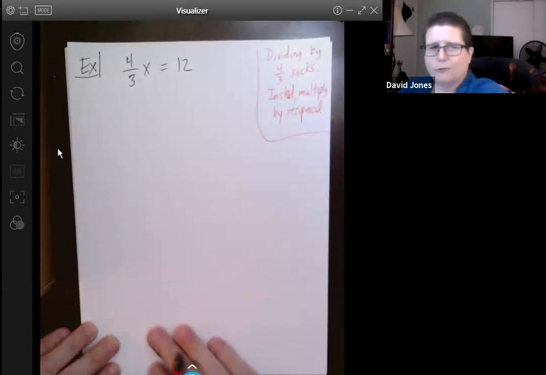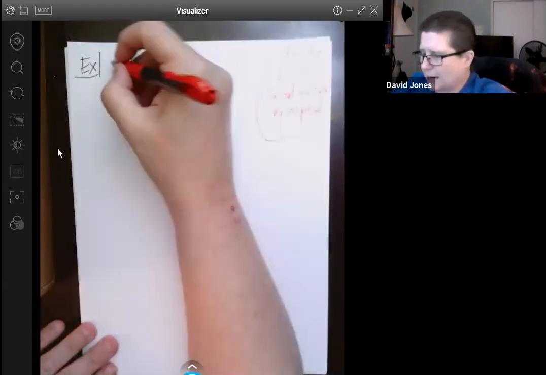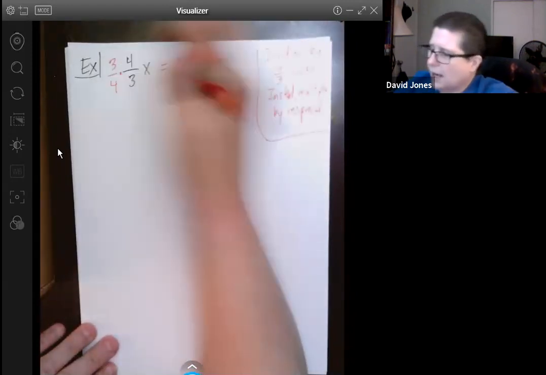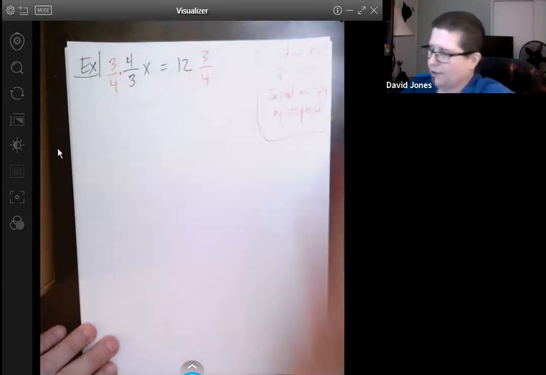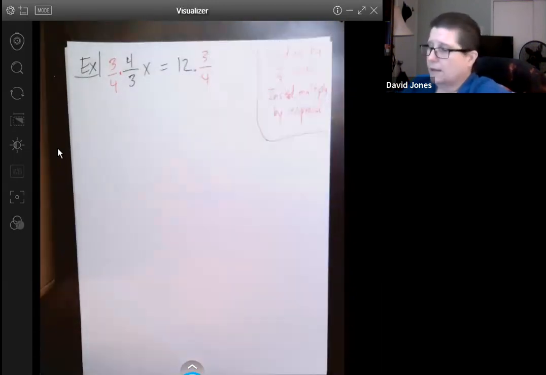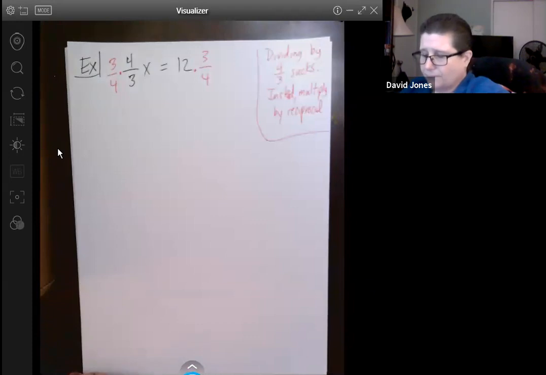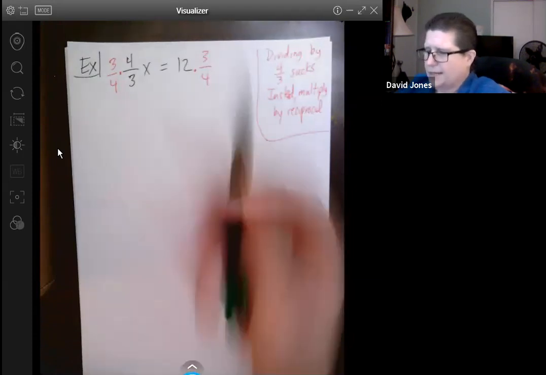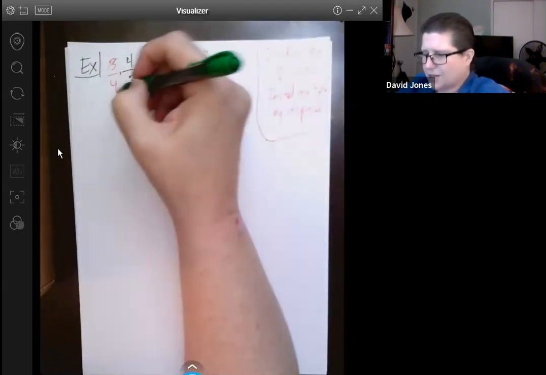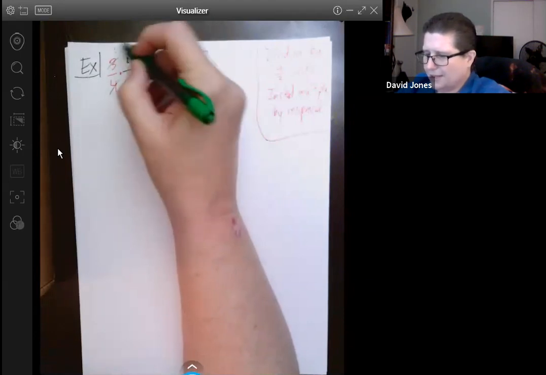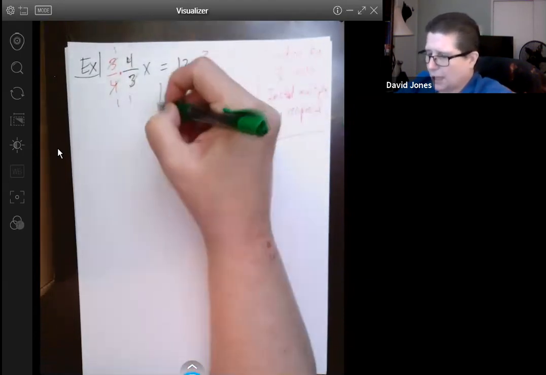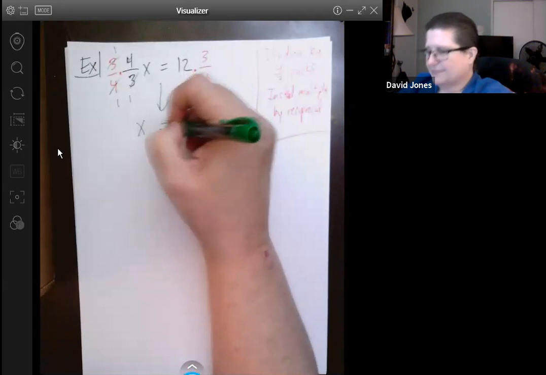I'm going to take that 4/3 and flip it over to make 3/4, and I'll multiply both sides by 3/4. The 3's cancel, top and bottom. The 4's cancel, they leave behind 1. And what I'm left with is x on the left.